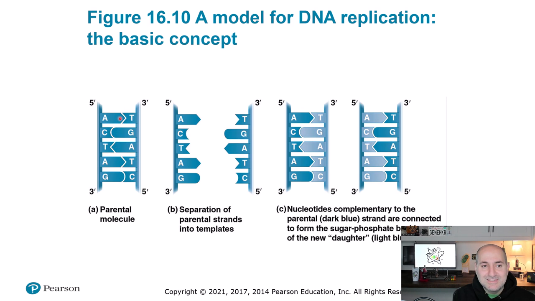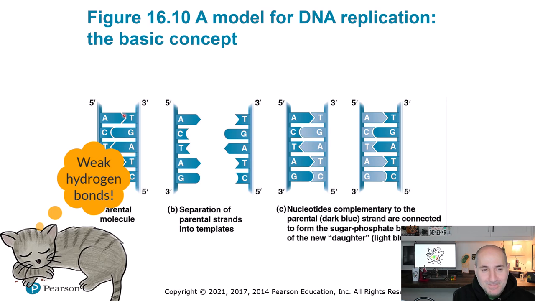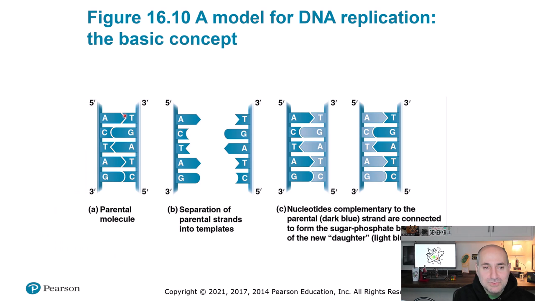The reason you can unzip DNA so easily is because are these two strands held together with strong covalent bonds or weak hydrogen bonds? That's right, Wicket. Weak hydrogen bonds. Can't you break hydrogen bonds pretty easily? Remember, there's two hydrogen bonds between these A's and these T's. There's three hydrogen bonds between these C's and these G's. So there are special enzymes that can just unzip the DNA, like a zipper, right? And bring the two strands apart. And if you bring the two strands apart, can't you use each strand as kind of a template to build a new strand? And that's exactly what we do.